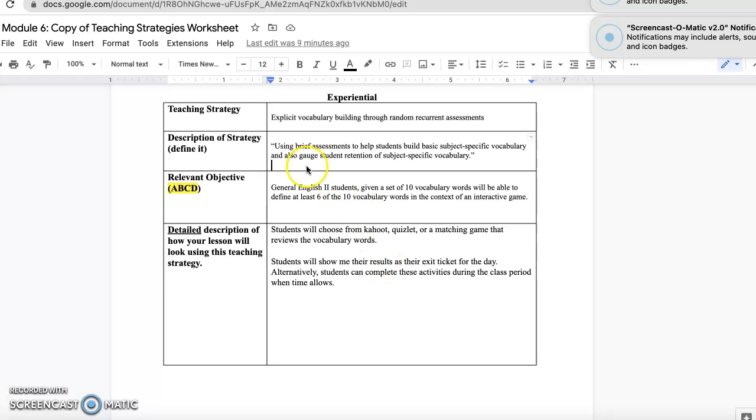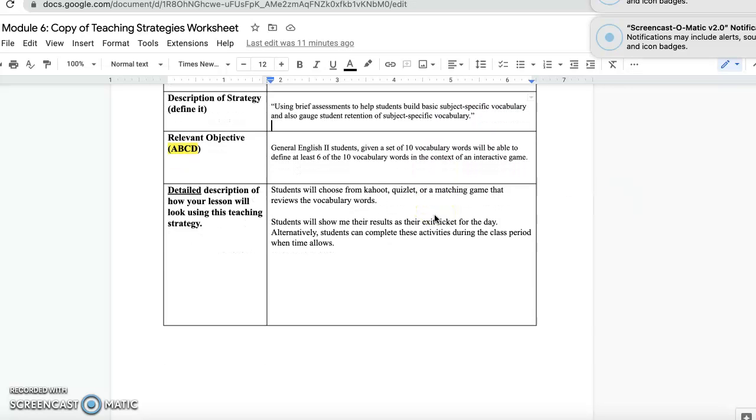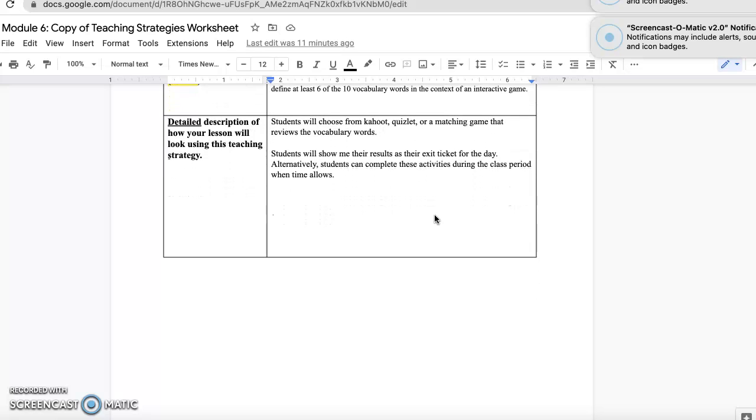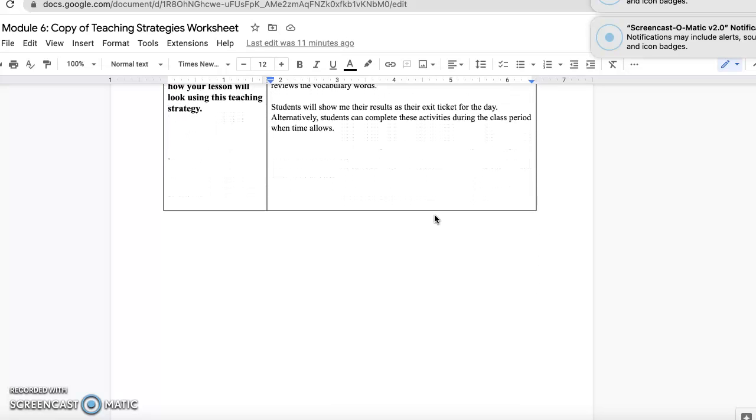For the experiential approach, my teaching strategy would be building explicit vocabulary through random recurrent assessments. So I would give them brief assessments to help build basic subject-specific vocabulary. I would have them go through and use a base set of 10 vocab words, and the goal would be that they would be able to correctly define 6 of the 10 vocab words in the context of an interactive game. So Kahoot or Quizlet or some other review session would be used.